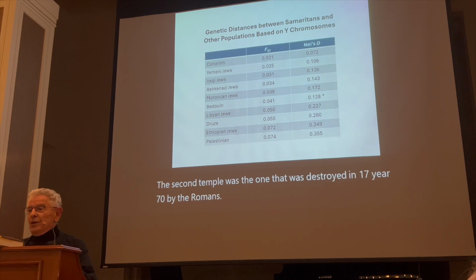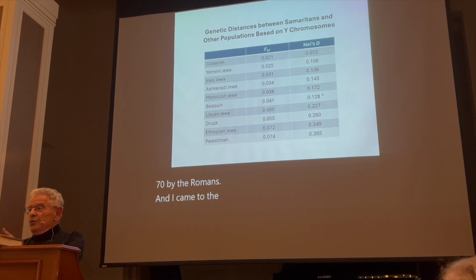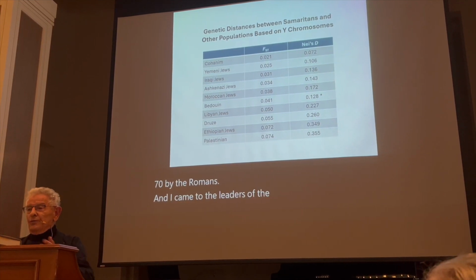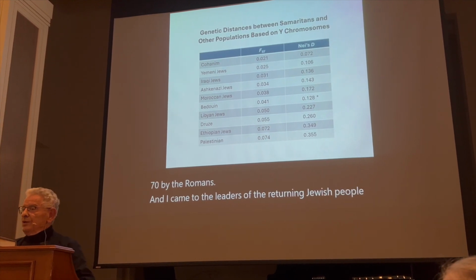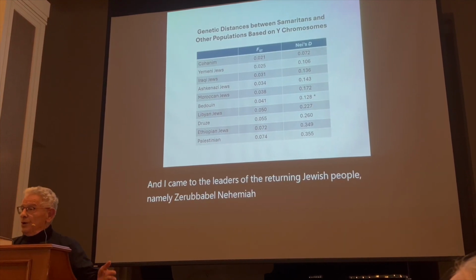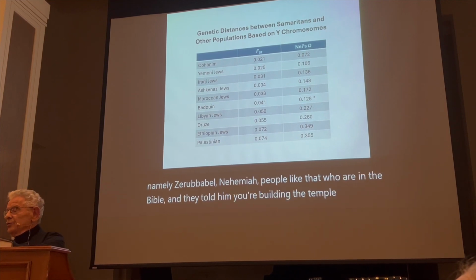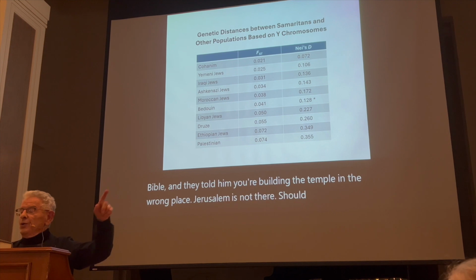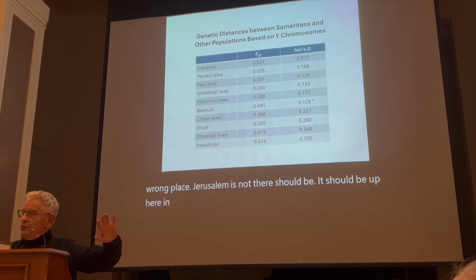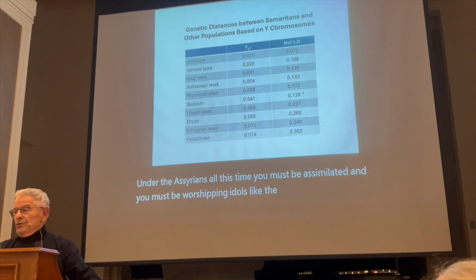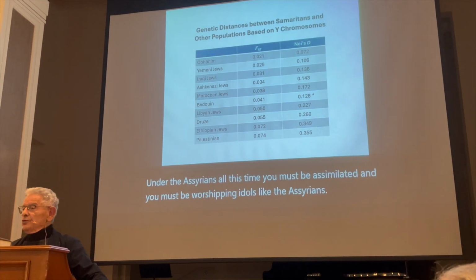And they came to the leaders of the returning Jewish people, namely Zerubbabel and Nehemiah, people like that who are in the Bible. And they told them, you're building the temple in the wrong place. Jerusalem's not where it should be. It should be up here in Mount Gerizim, in the north of that. So the temple was built in Jerusalem.